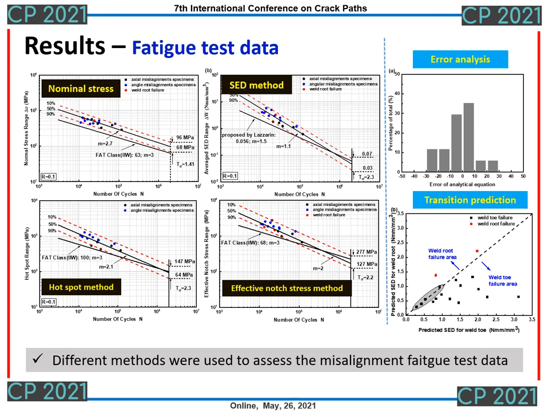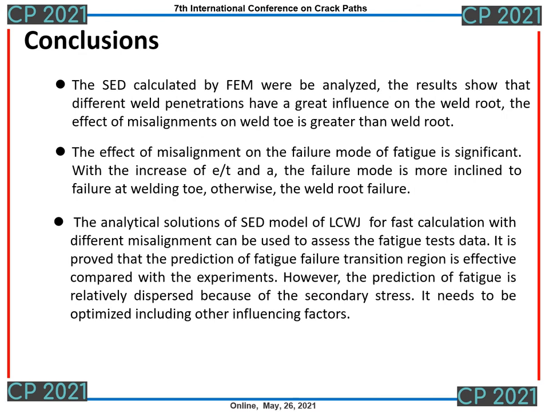greatly. So the conclusions can be drawn as follows: the SED calculated by the FEM analysis results show that different weld penetrations have a great influence on the weld root and the weld toe. The effect of misalignment on the weld toe is greater than on the weld root. And the effect of misalignment on the fatigue mode is significant with the increase of the angular and the axial misalignment. The fatigue mode is more inclined to failure at the weld toe, otherwise the weld root fails.